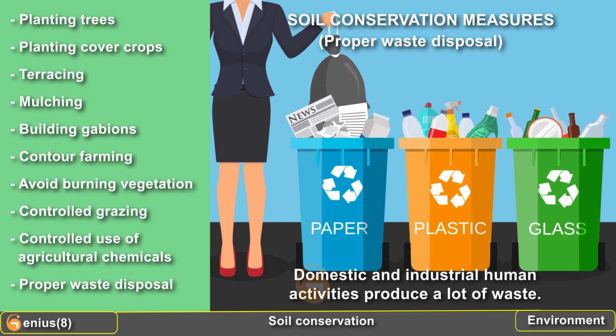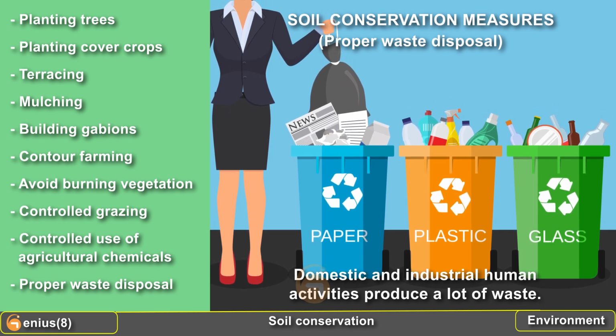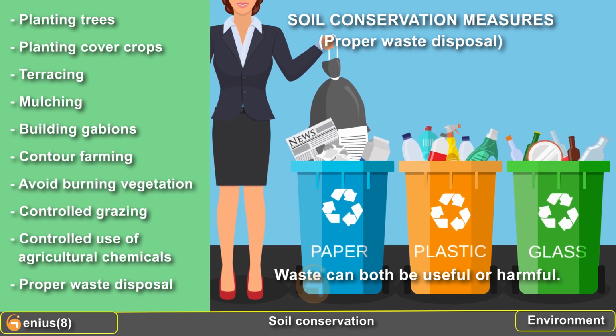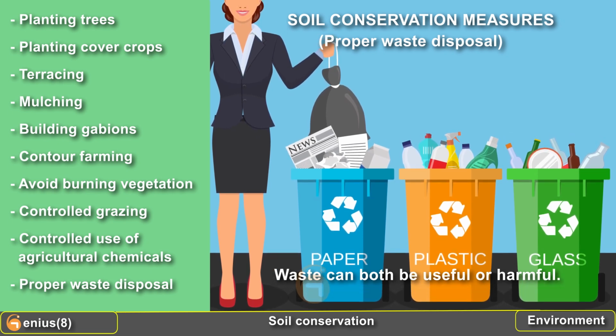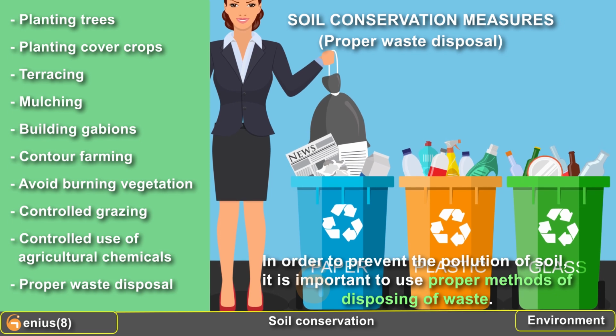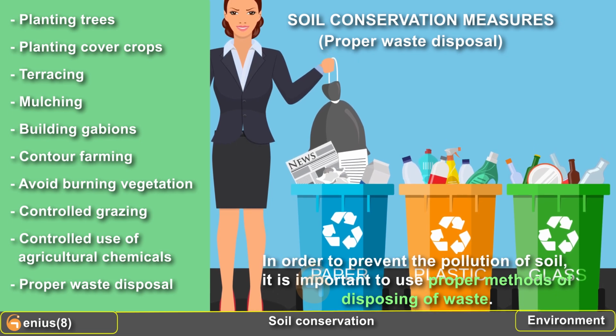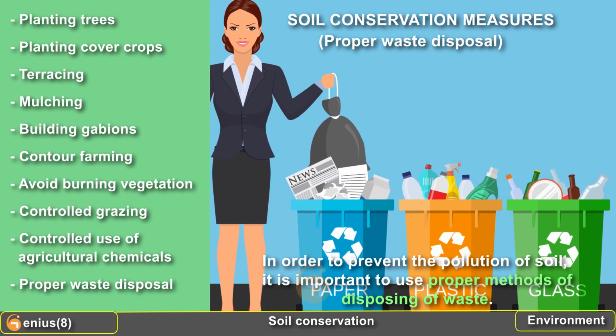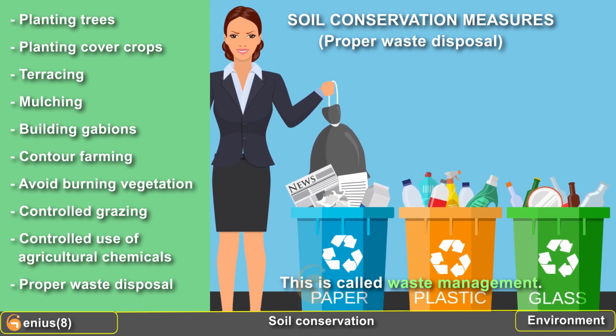Domestic and industrial human activities produce a lot of waste. Waste can both be useful or harmful. In order to prevent the pollution of soil, it is important to use proper methods of disposing of waste. This is called waste management.